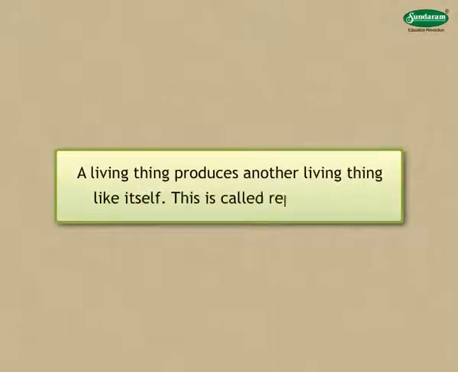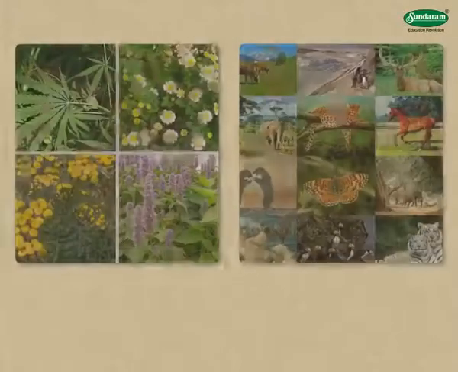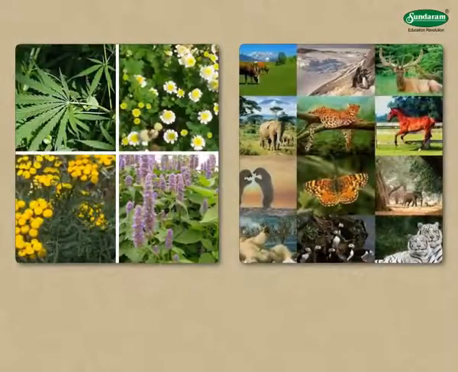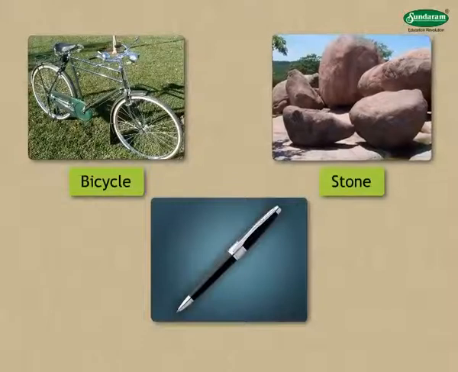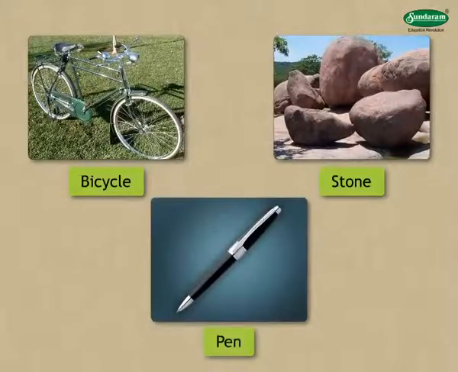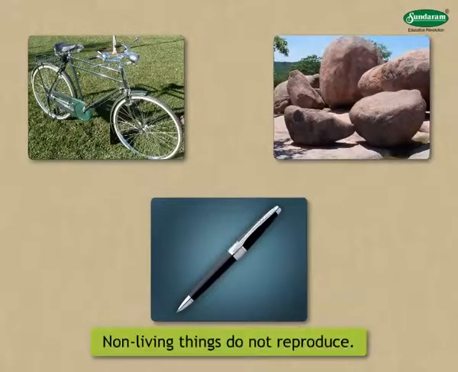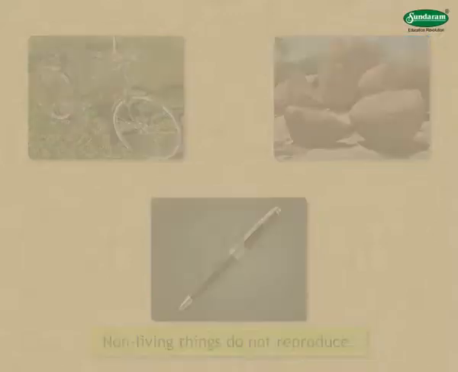This is called reproduction. Have you ever seen that all plants and animals in the surroundings have come to an end? No. Will a bicycle, stone, or pen give birth to a new bicycle, stone, or pen? No. Non-living things do not reproduce.